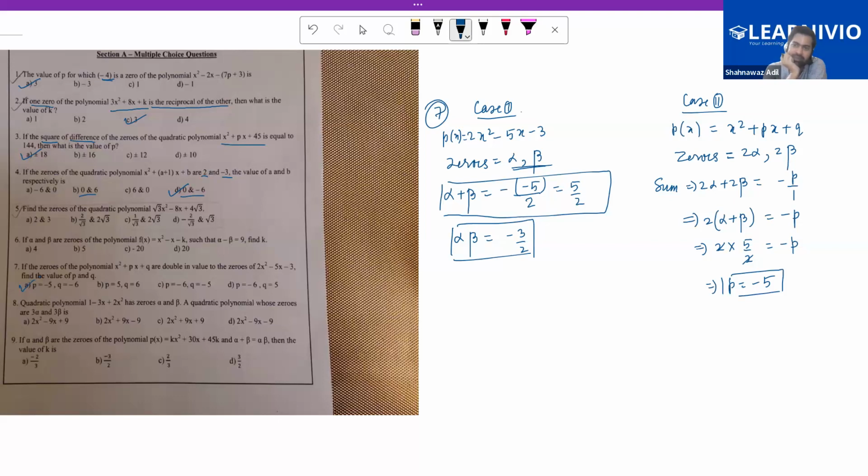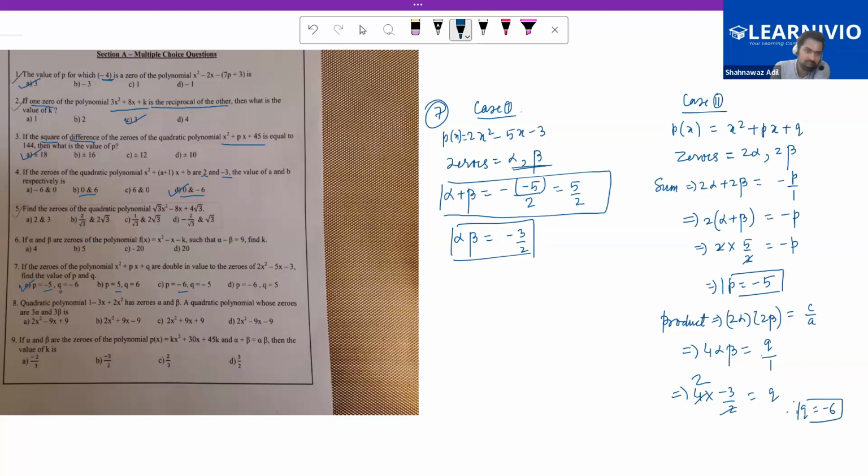No need to solve the other part because we have already done this. We can check q. If you want to find out q, the product would be 2 alpha times 2 beta, that would be c by a. So this is 2 into 2, 4 alpha beta, c is q, a is 1. Alpha into beta, that you already know, is minus 3 by 2. So 4 times minus 3 by 2 is q, so q is minus 6. Right, this is what they have said.